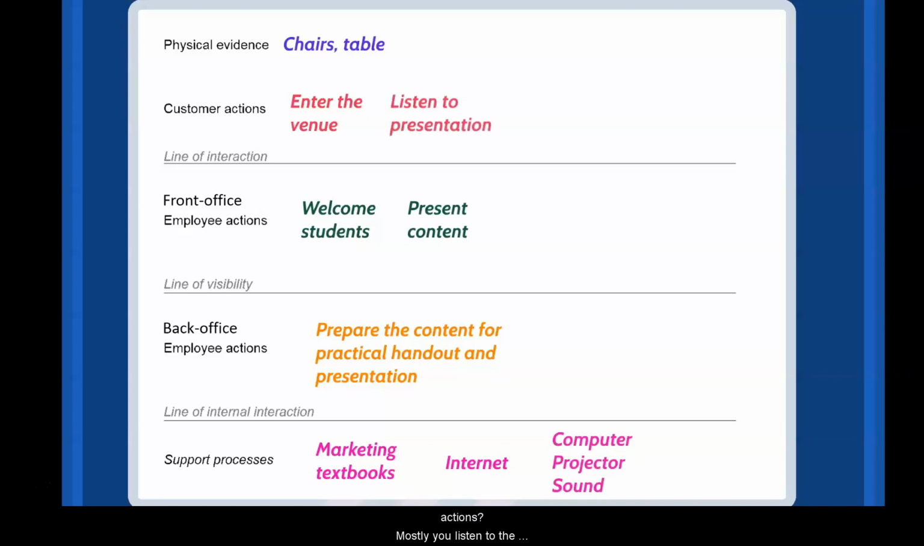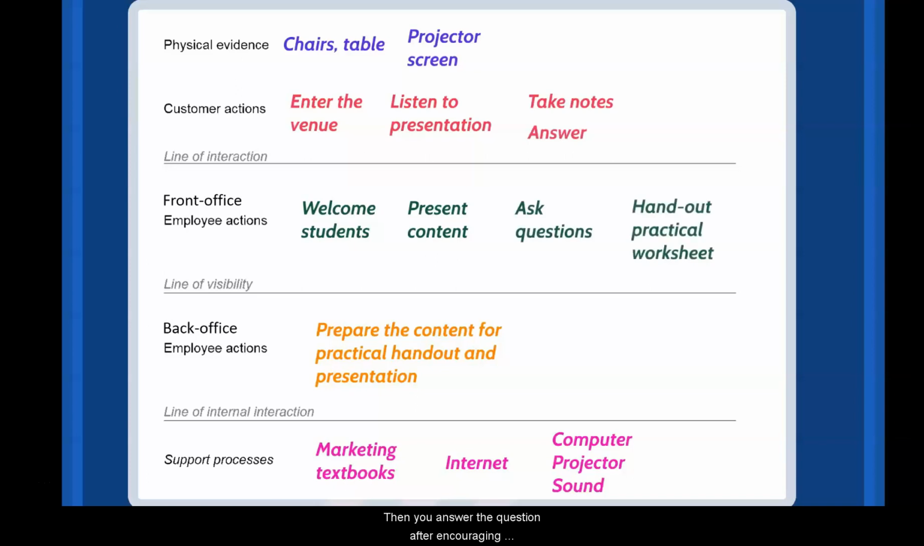What are the customer actions? Mostly, you listen to the presentation if you're not on your phone or talking to each other. What is another form of physical evidence? As I mentioned, the projector screen. What do you do? Most students do not, but take notes. Then I ask you a question. Then you answer the question after encouraging you for 5 minutes. Then I provide instructions and hand out the practical worksheet. You do the group work, sometimes individually. What is the physical evidence of this? This is the physical paper, the practical handout, or perhaps the document that I send on that you can complete on a laptop in the classroom.